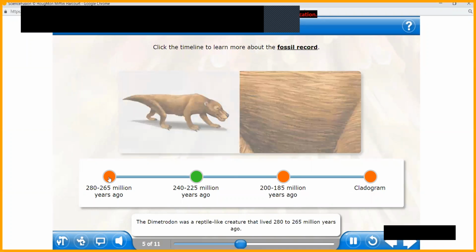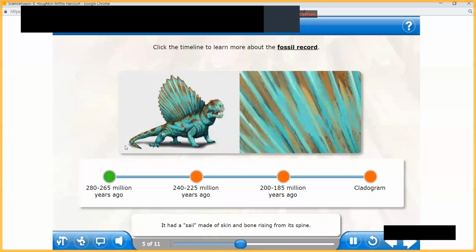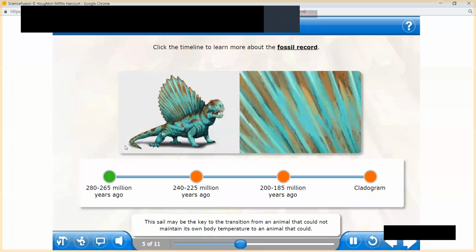Okay, now see again. The Dimetrodon was a reptile-like creature that lived 280 to 265 million years ago. It had a sail made of skin and bone rising from its spine. Scientists think that the sail helped to regulate Dimetrodon's body temperature. This sail may be the key to the transition from an animal that could not maintain its own body temperature to an animal that could.